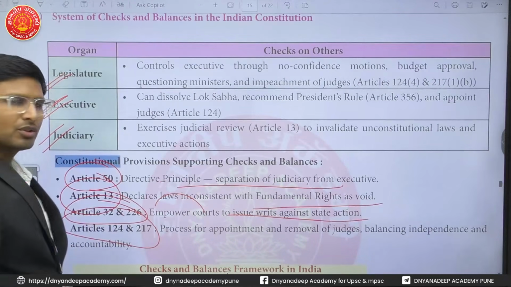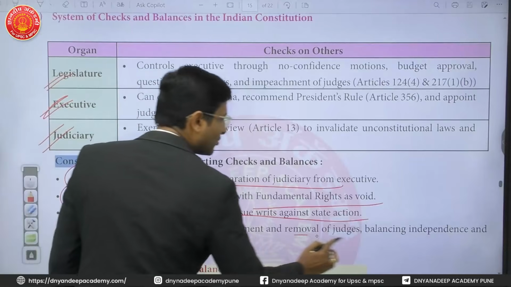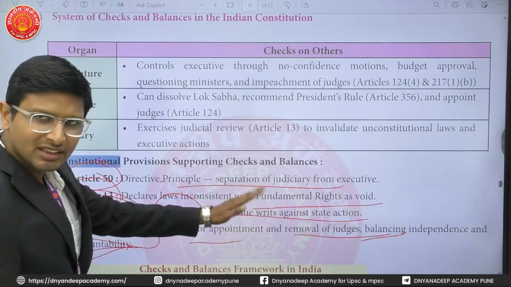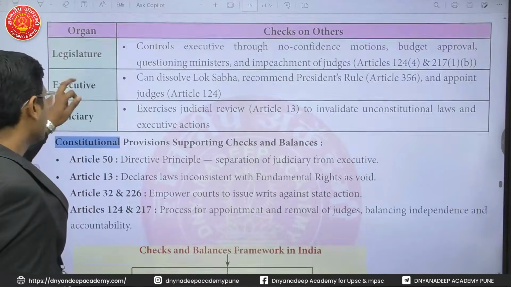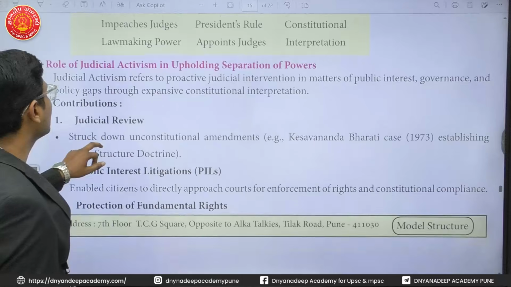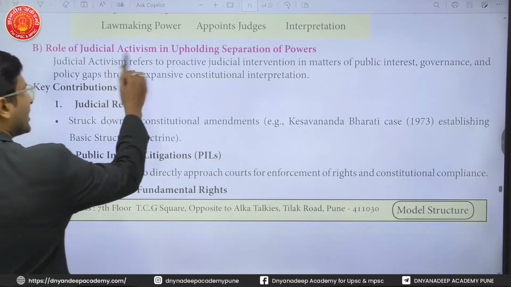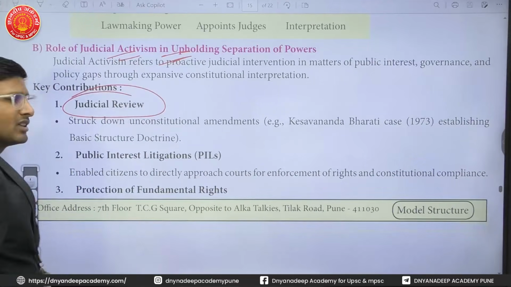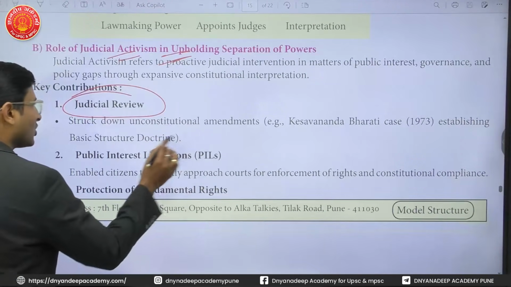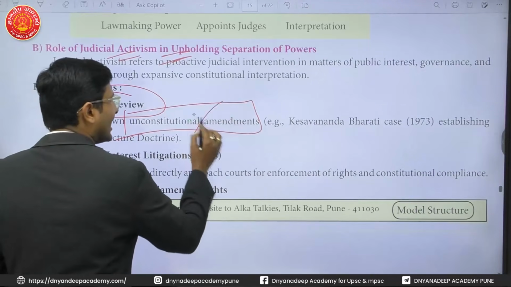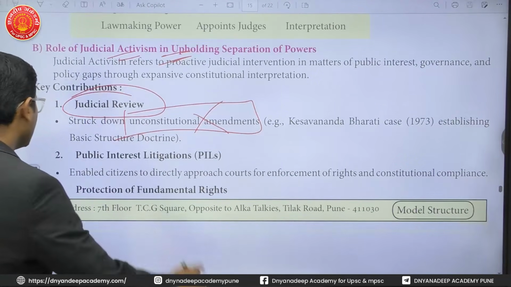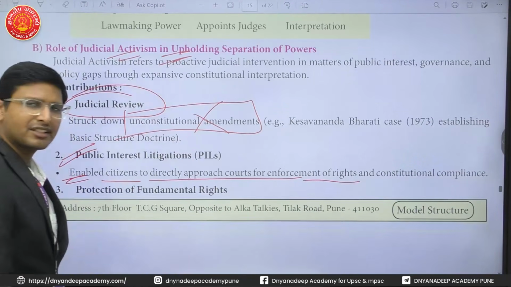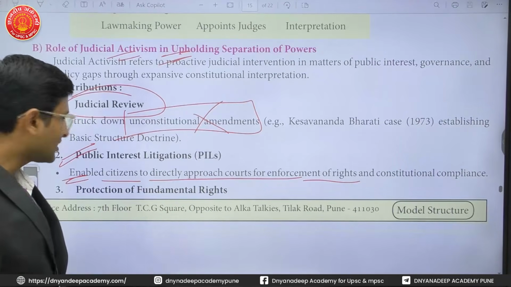Articles 124 and 217 provide the process of appointment and removal of judges, balancing the independence and accountability of the judges. The judges are appointed by the President. So there is a strict separation of powers, we can say. Now the role of the judiciary in upholding the separation of powers. For example, judicial review: many times unconstitutional amendments have been struck down. Then public interest litigation enables citizens to directly approach the courts to enforce their rights. It keeps the government and legislatures accountable.